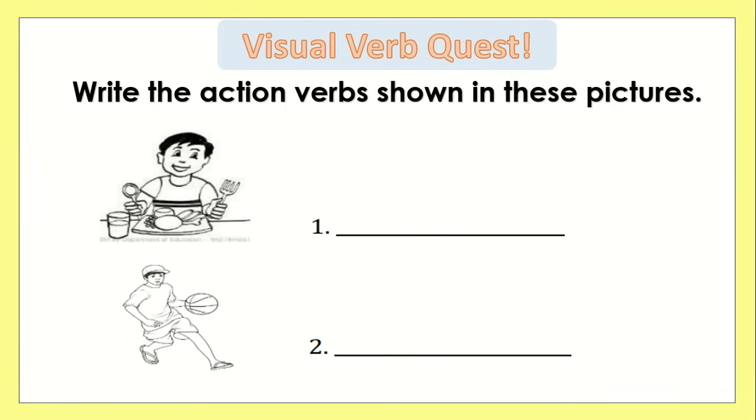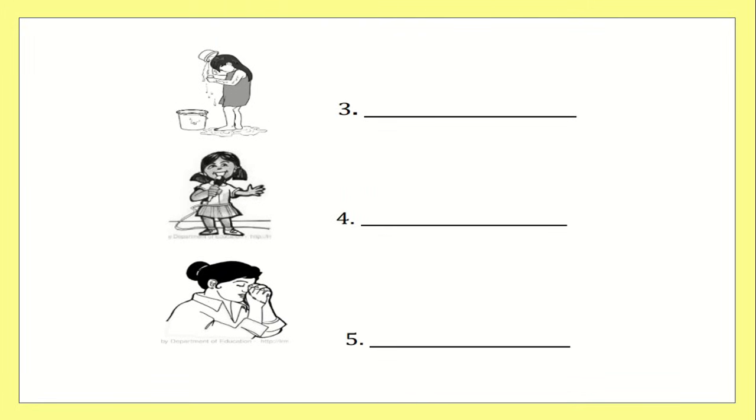Visual verb quest. Write the action verbs shown in these pictures. For the first one, very good. Eat or eating. 2. Dribble or dribbling. 3. Take a bath or taking a bath. 4. Sing or singing. And number 5, pray or praying.